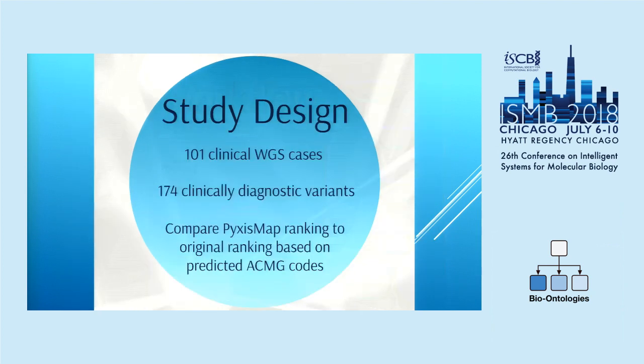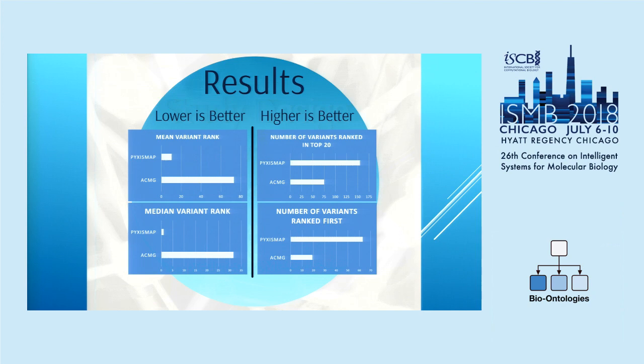So how did we validate this? We had 101 clinical cases with 174 clinically diagnostic variants, and what we did was we compared the rankings of variants based off of PyxisMap to their original rankings that we based on ISMB codes. And this is the results.